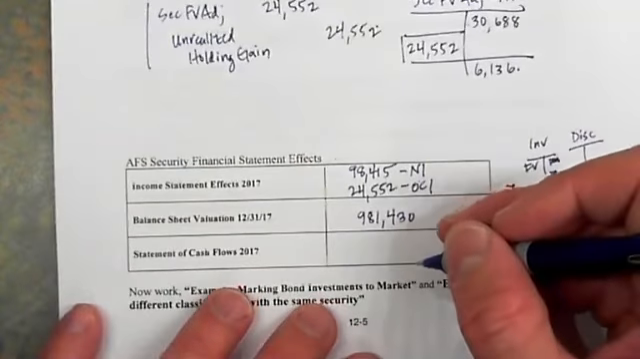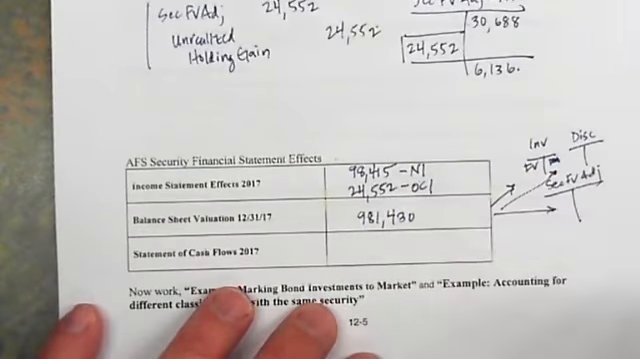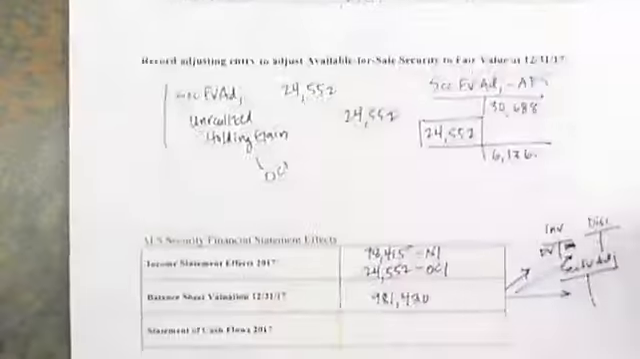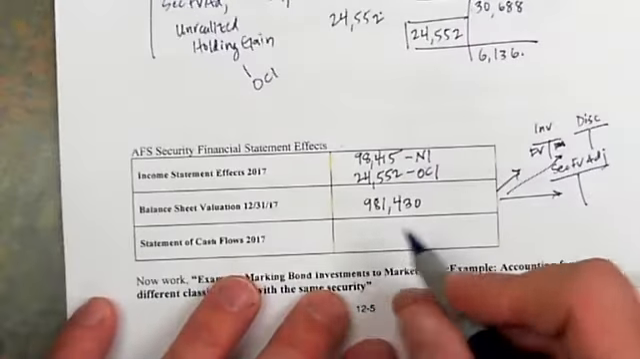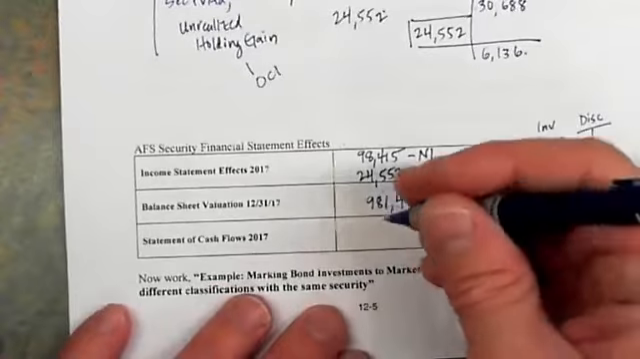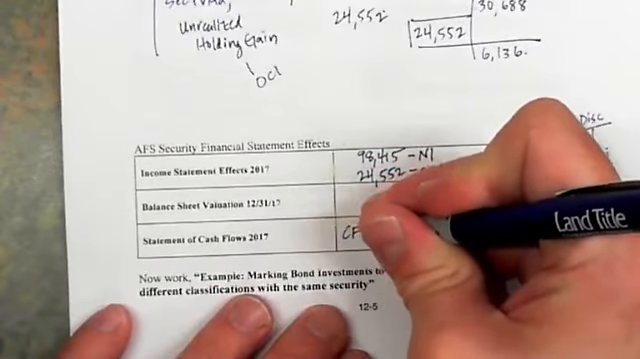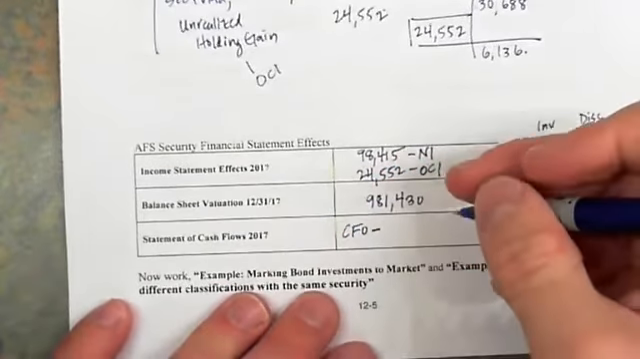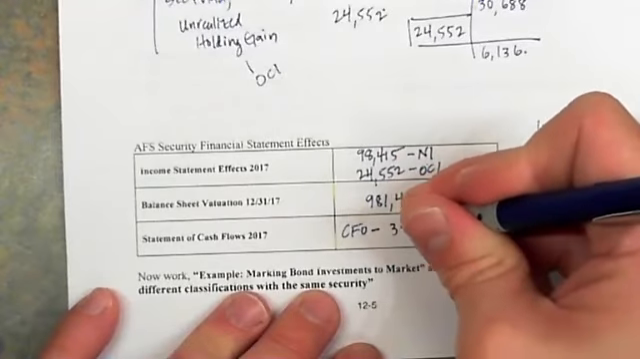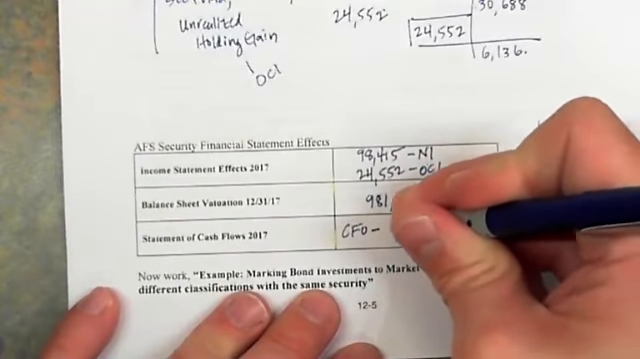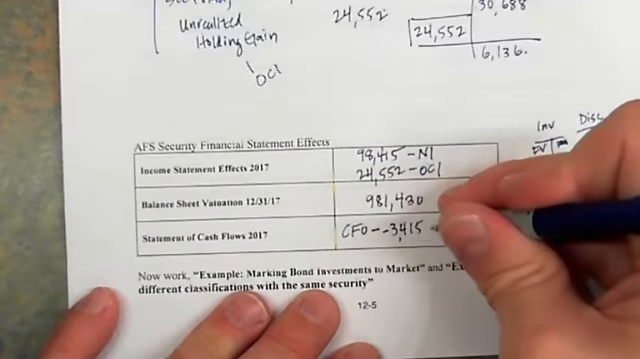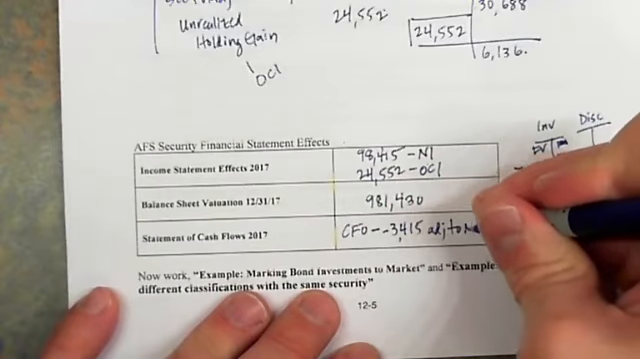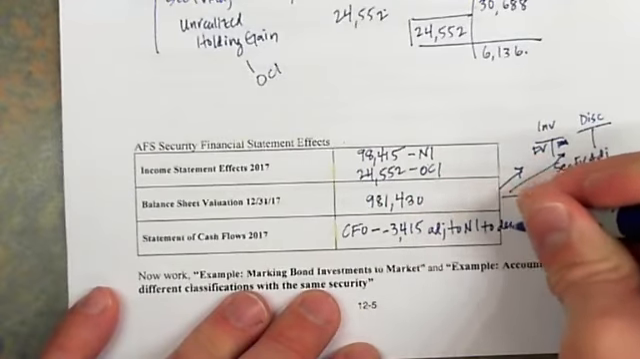And then finally, for the statement of cash flow effects here, because this is an OCI effect, we don't report it as an adjustment to the cash flow from operating activities. We do have to still remember to adjust for the amount of discount that was amortized. And we're going to want to make that as an adjustment to net income to derive CFO.